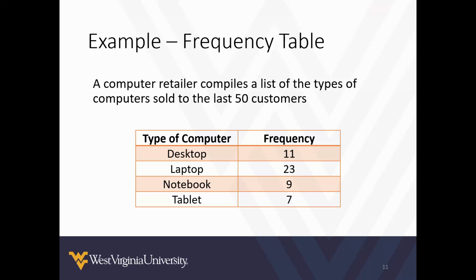A computer retailer compiles a list of the types of computers sold to the last 50 customers. So there were 4 types of computers sold: desktop, laptop, notebook, and tablet. The frequencies were 11 for desktop, 23 for laptop, 9 for notebook, and 7 for tablet.